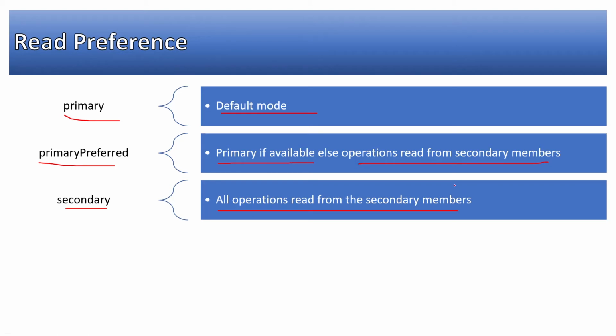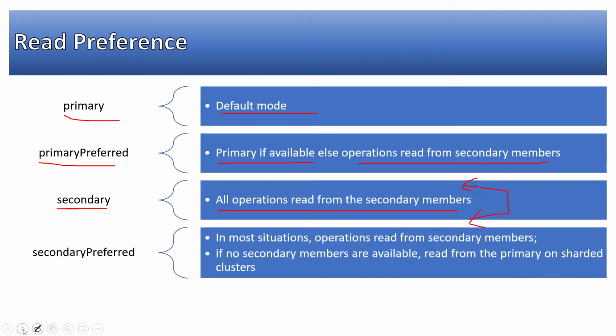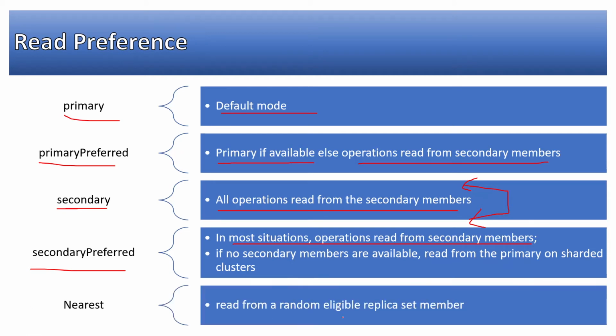There are cases where a read from secondary members does not matter. There we can use read from secondary members and we can configure this, right? Why? Because there might be requirement of reporting and other things. Secondary preferred, in most situations operations read from secondary. If no, then this. Same way nearest also.